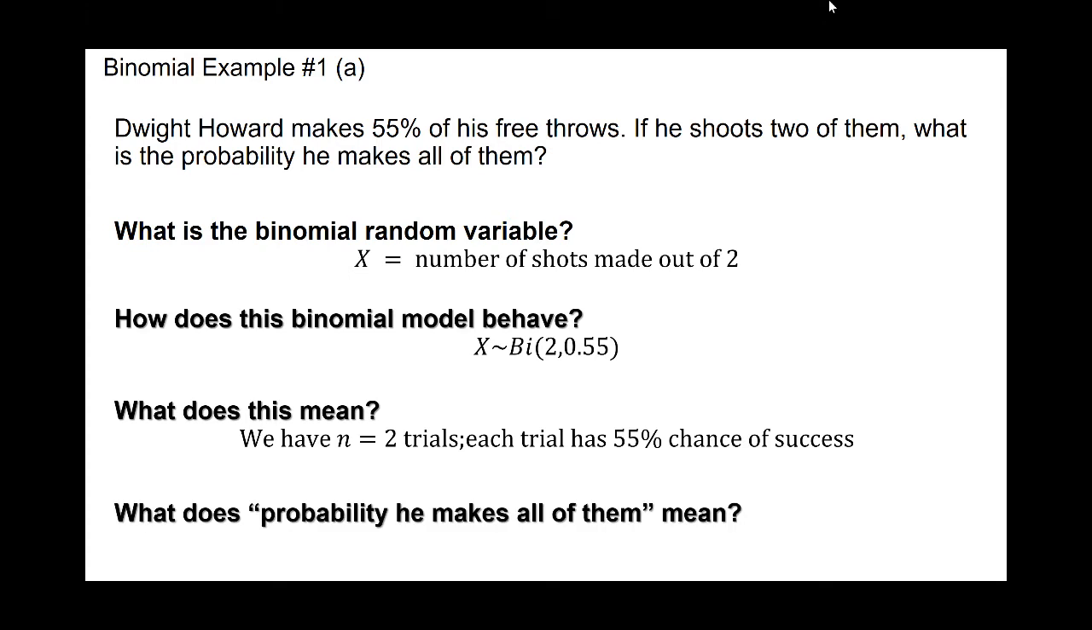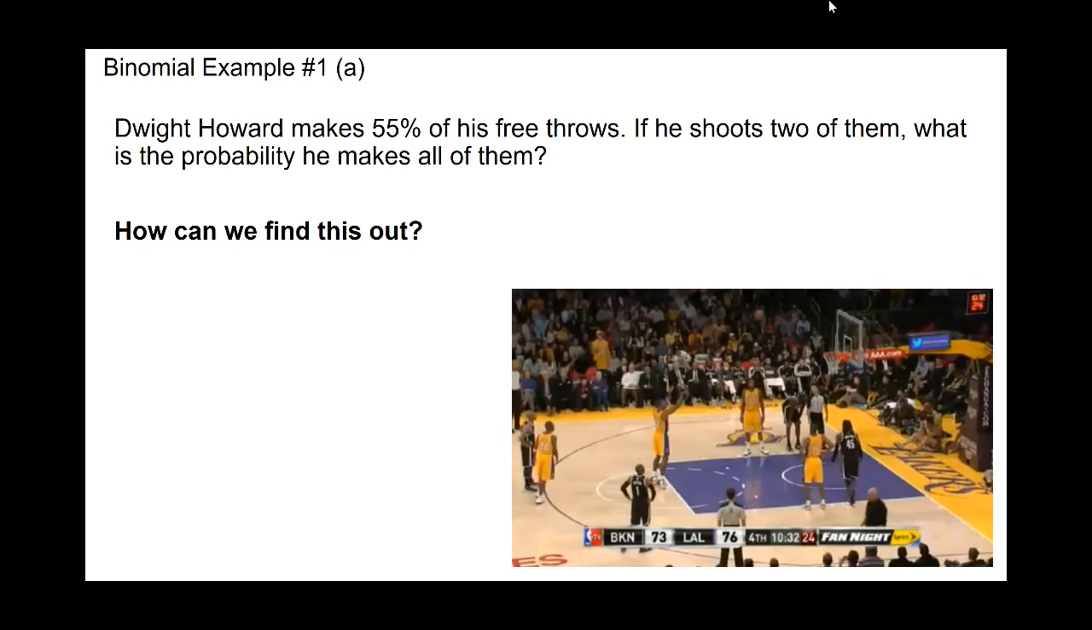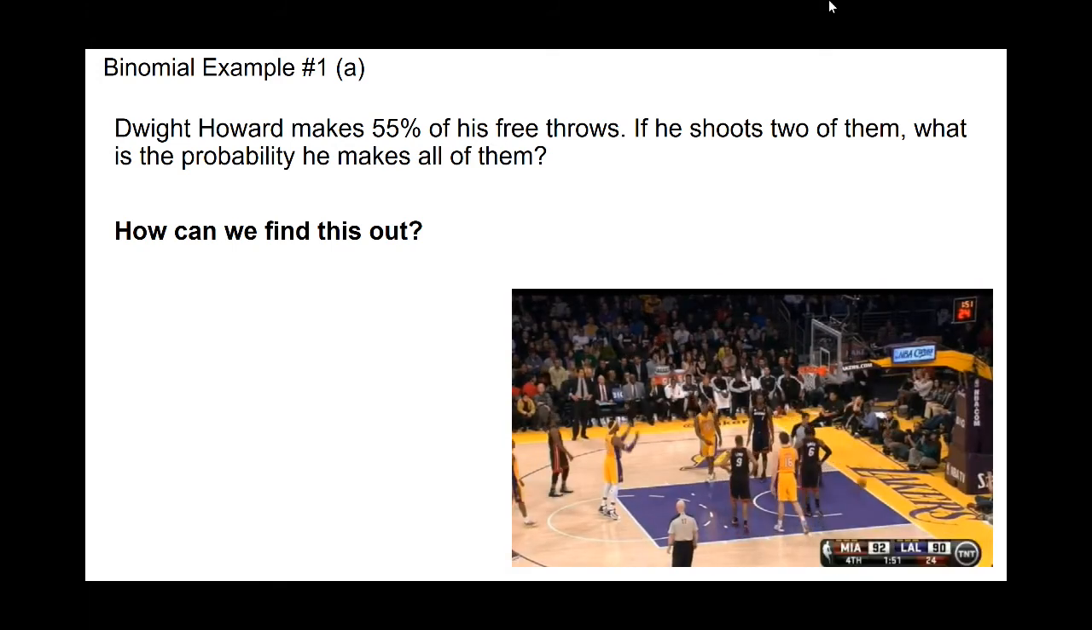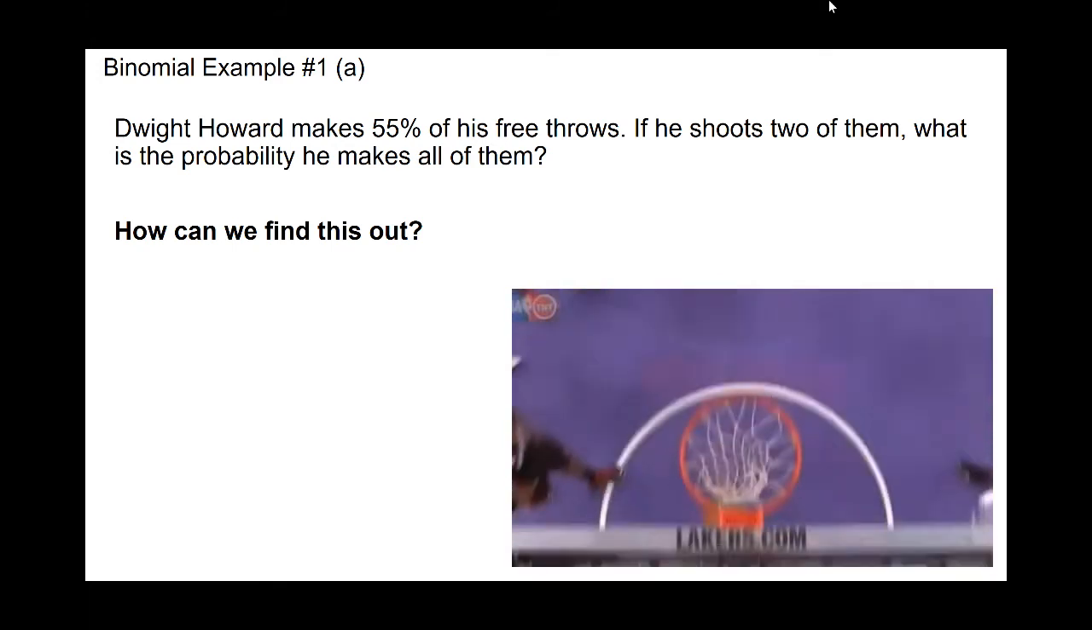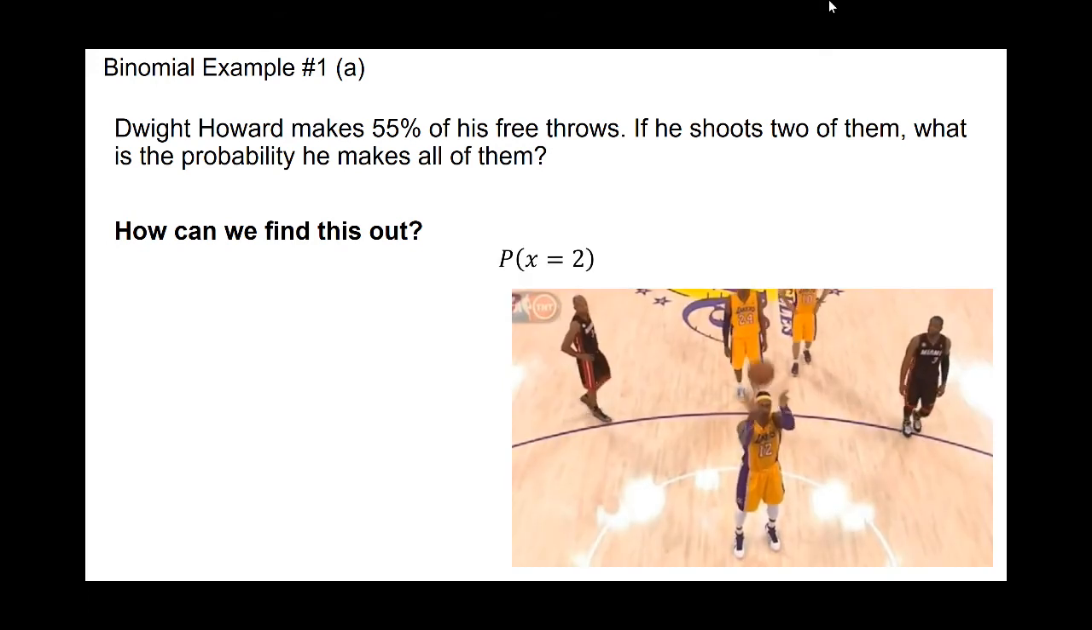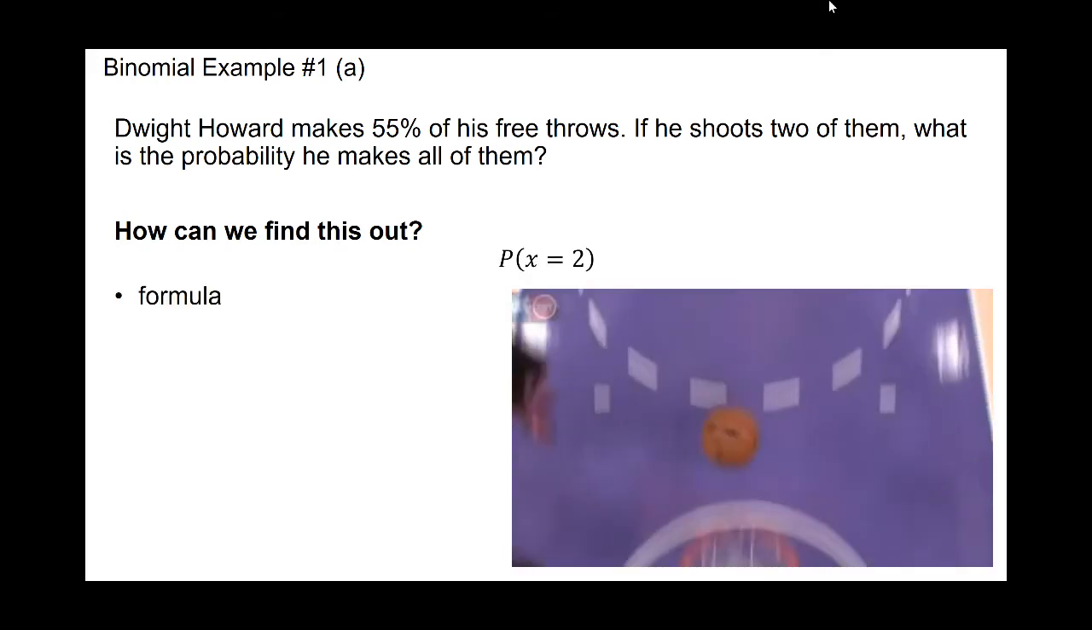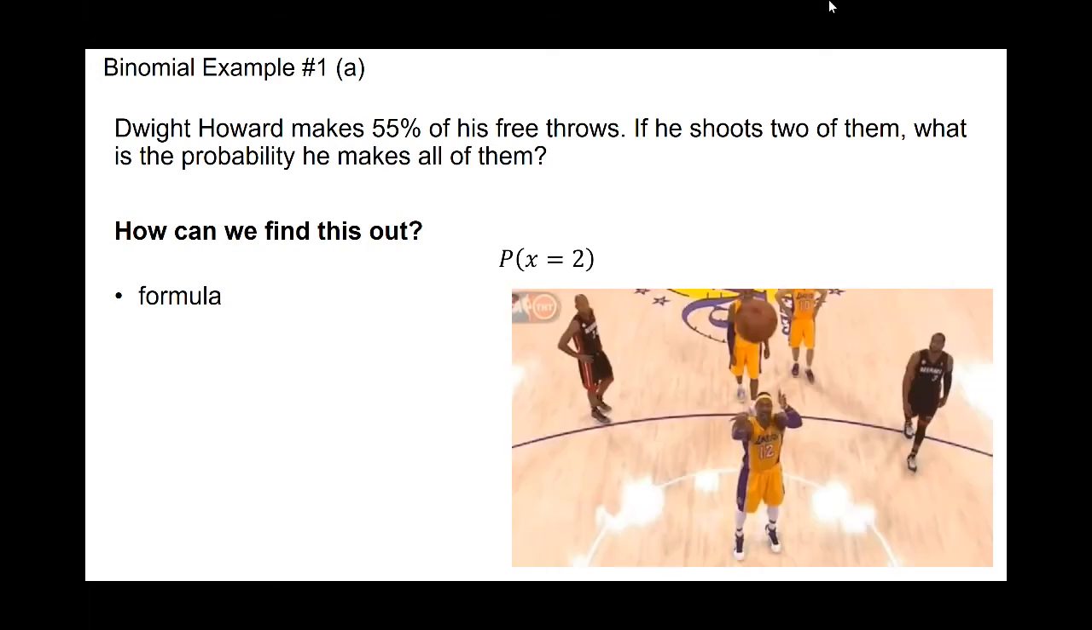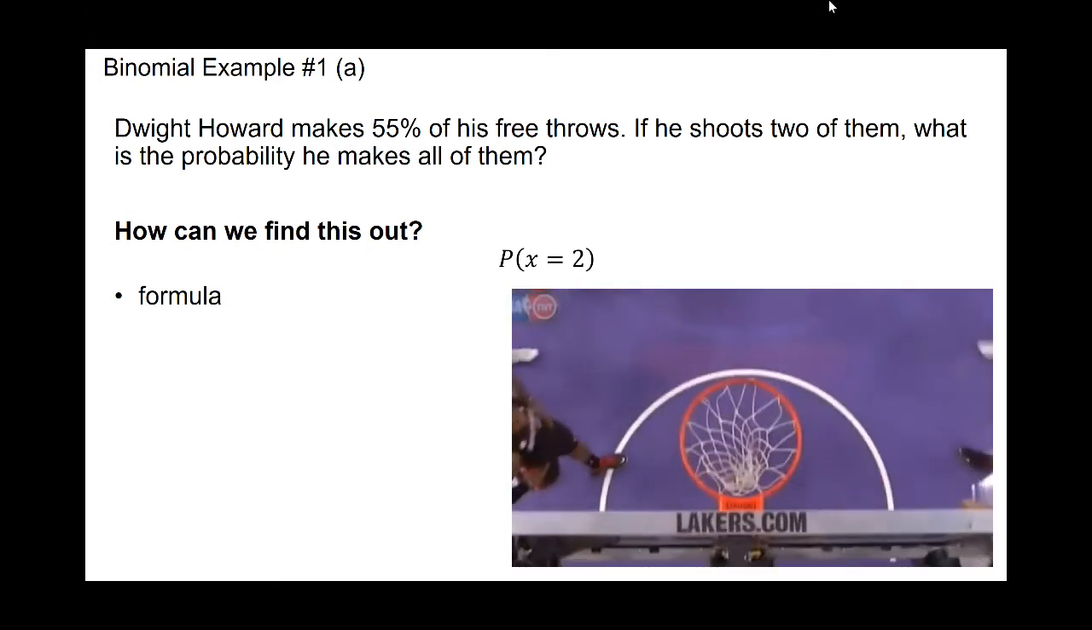So what does probability he makes all of them mean? Well, what we mean here is the probability that x equals 2. Remember, the random variable x represents the number of shots made out of 2. So how can we figure out what the probability is? If he shoots 2 of them, what is the probability he makes all of them? Well, we want to figure out the probability that x equals 2, and we can do this by using the formula for the binomial distribution.